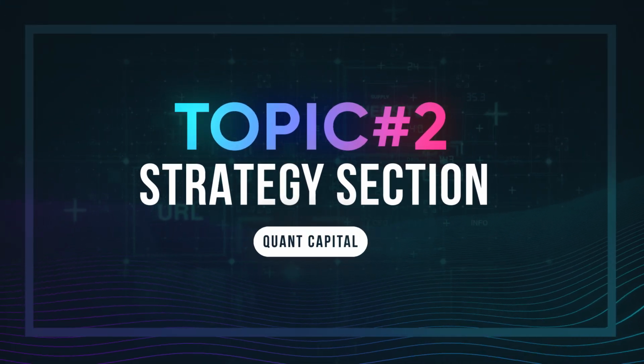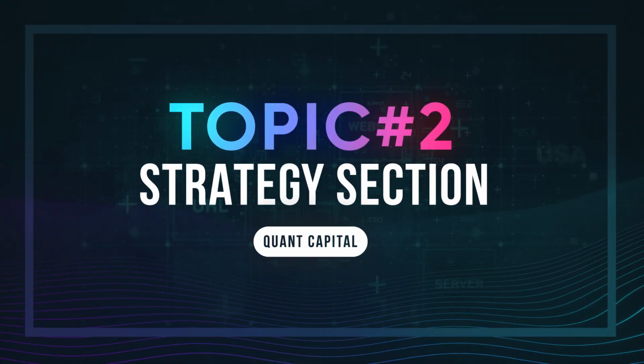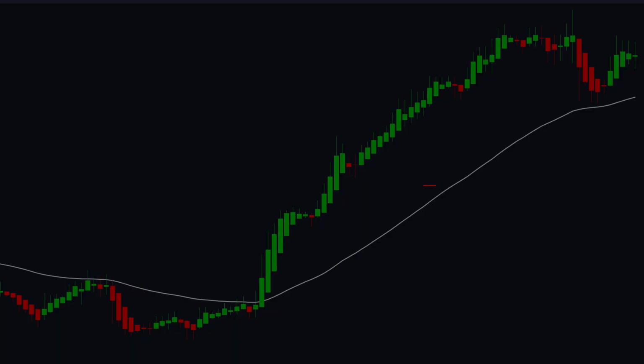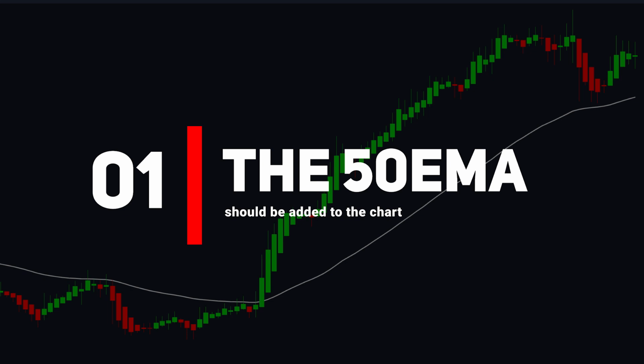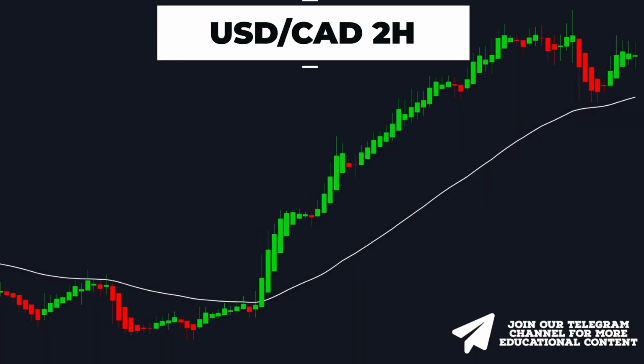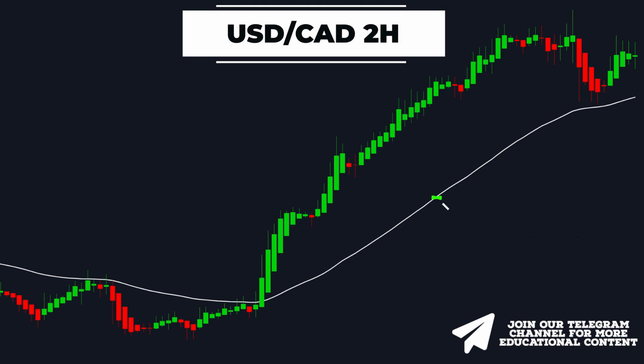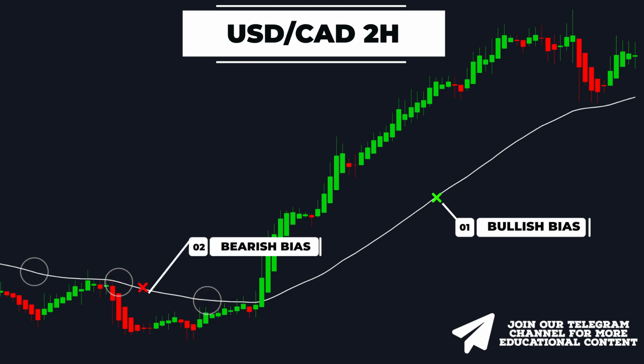These are the exact steps that we use to take superb price action-backed trades. Step 1. We should add the 50 EMA to the chart, which acts as a dynamic support. Here, we use a 2-hour chart, and the price should be above the 50 EMA to give us a bullish bias. Consequently, the price should be below the 50 EMA to give us a bearish bias.